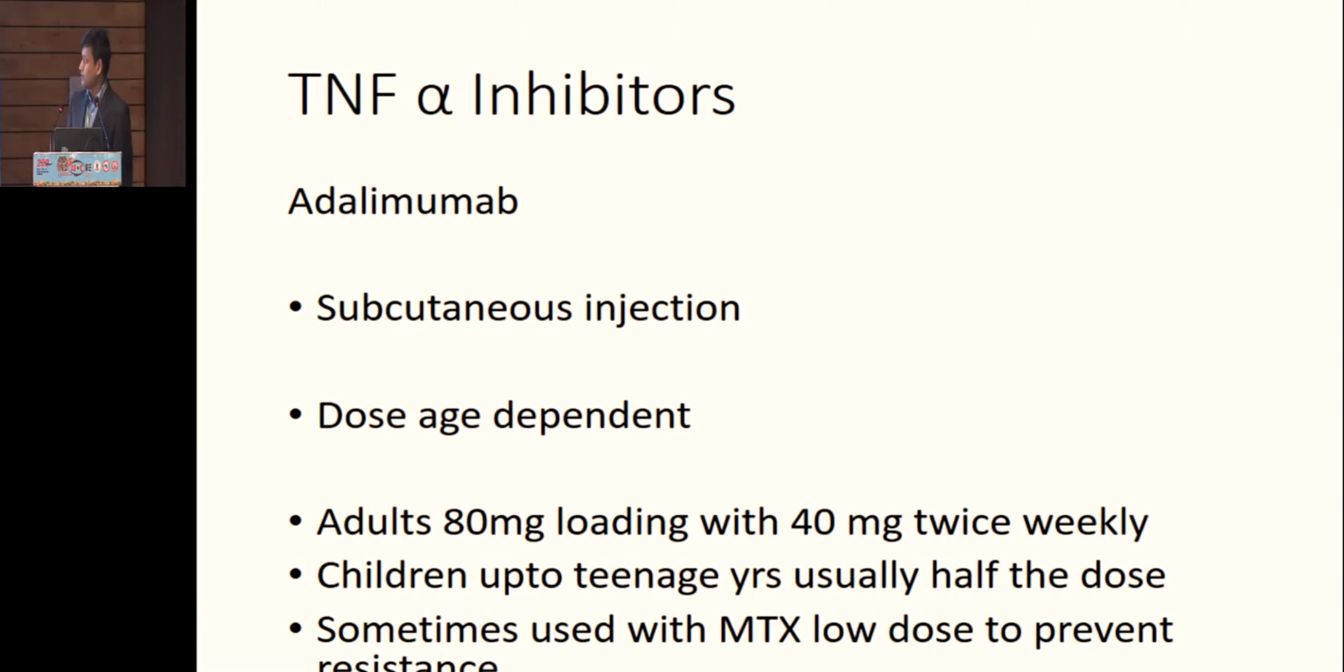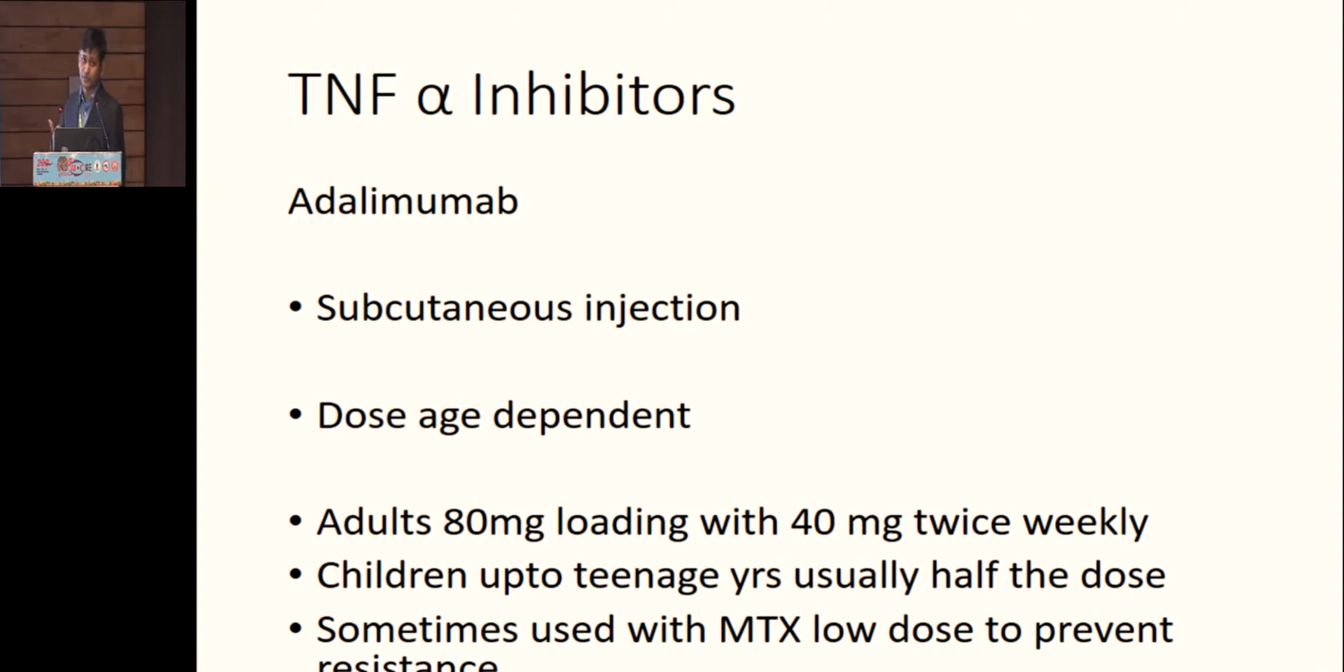So I want to talk about biologics, mainly adalimumab in this case, because it's given as a subcutaneous injection, so it's comparatively easier to give than the other biologics, most of which have to be given as infusions. Its dose is age dependent. In adults, we commonly give an 80 milligram loading dose, followed by 40 milligrams every 2 weeks. Depending on the response, it can be given every week, and the dose is titrated with the response.